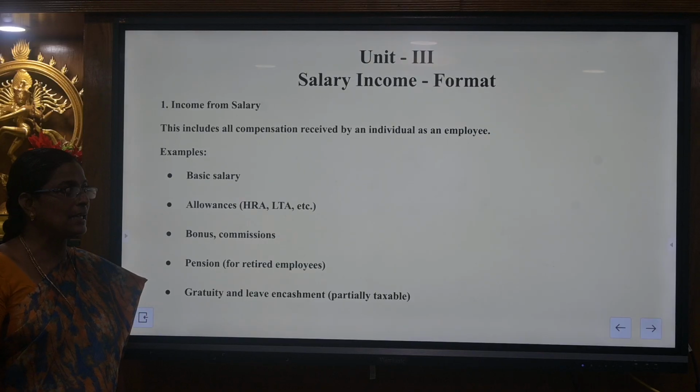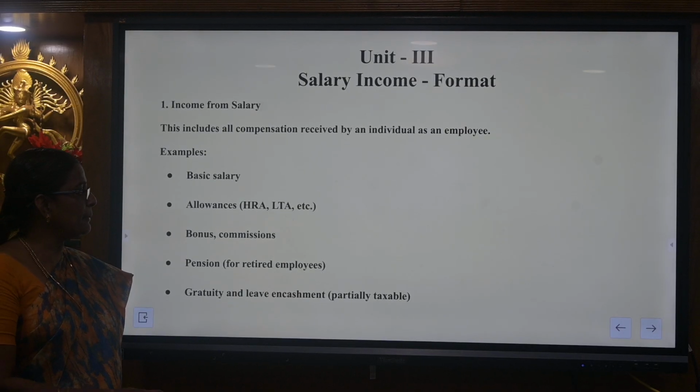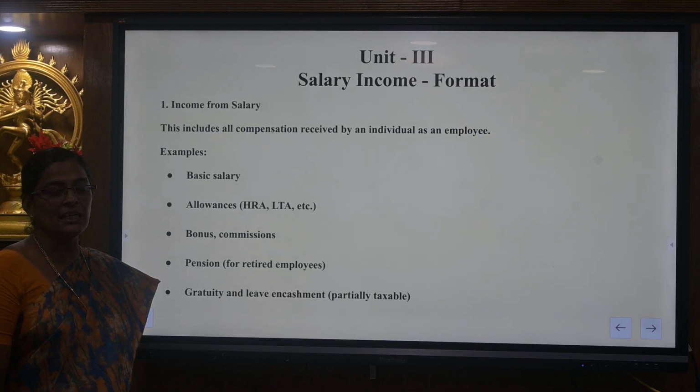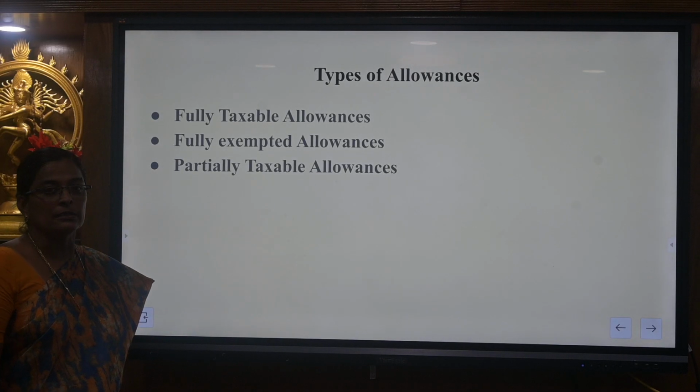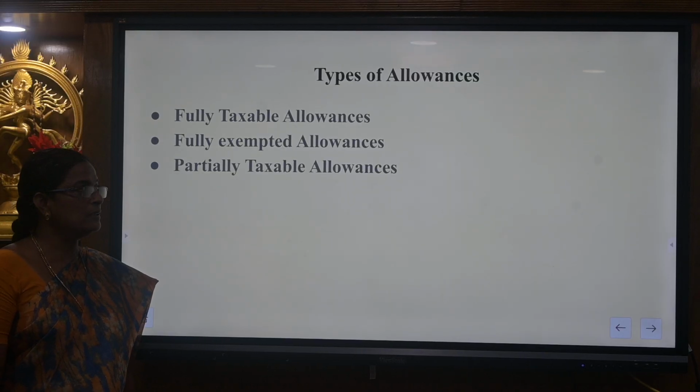The next one is salary income. The salary income comprises of basic salary, allowances, bonus, commission, retirement benefits and perquisites. The allowances can be classified into 3. They are fully taxable allowances, fully exempted allowances and partially taxable allowances.